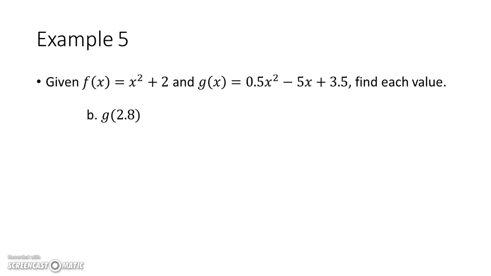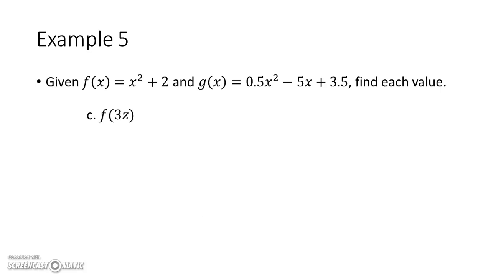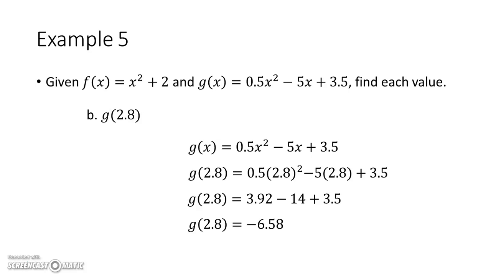Okay, our next example, b. This time it wants g of 2.8. So wherever there's an x in the original equation, 0.5x squared minus 5x plus 3.5, we're going to substitute 2.8 for x. Then we're going to simplify. So we're going to do 2.8 squared times 0.5 minus 5 times 2.8, and then we're going to add 3.5. Sorry, and we get negative 6.58.